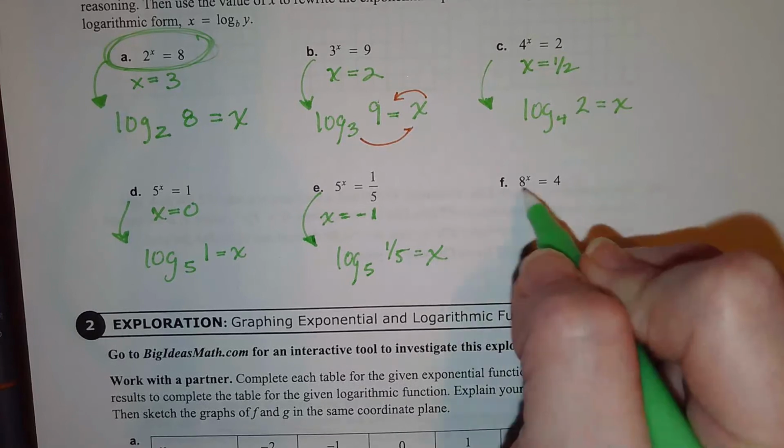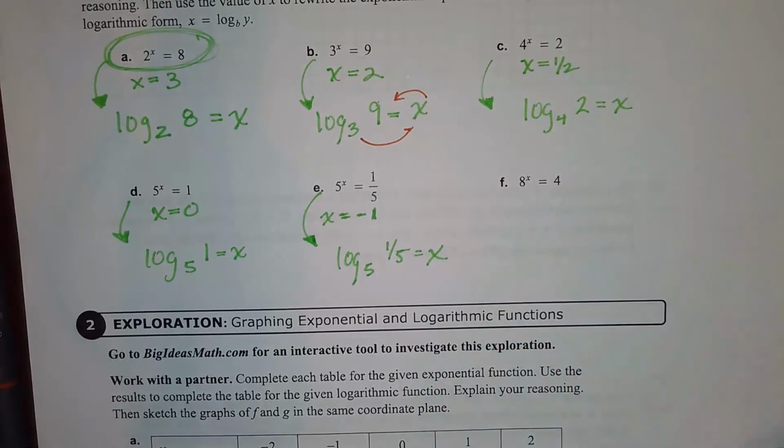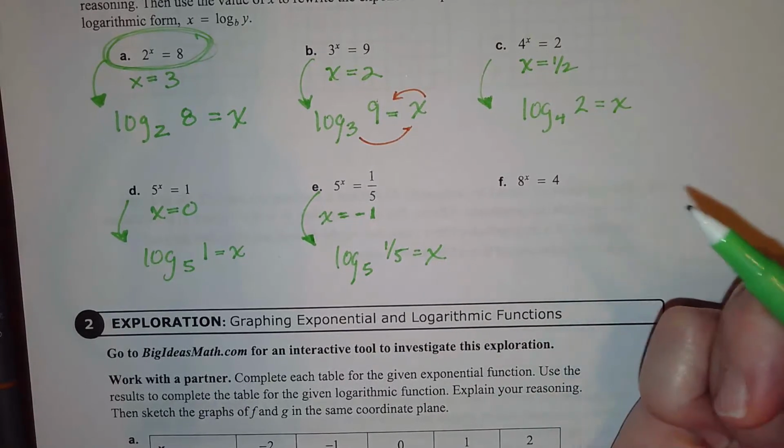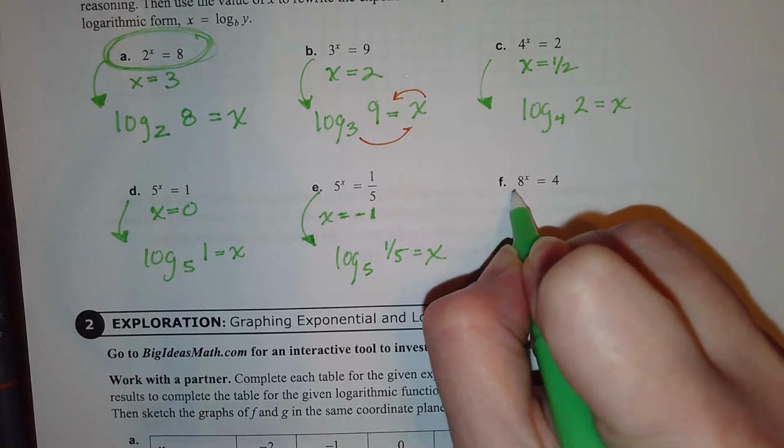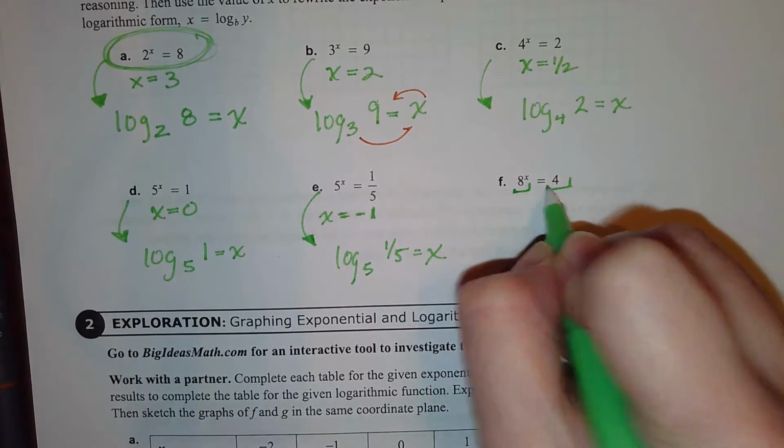Okay, this one, 8 to the x equals 4. So we did one like this on the other page. I was showing you, we did this again in our rational exponents unit.